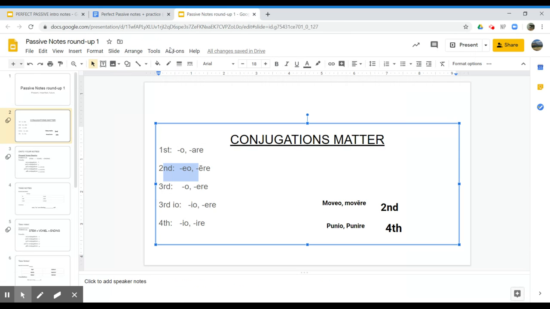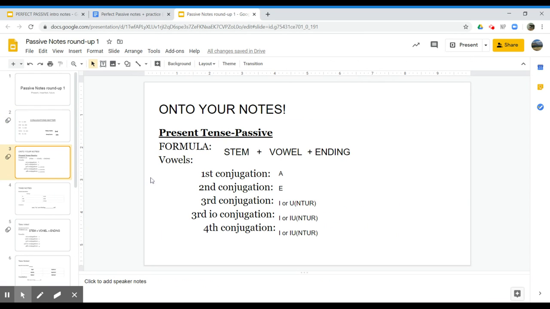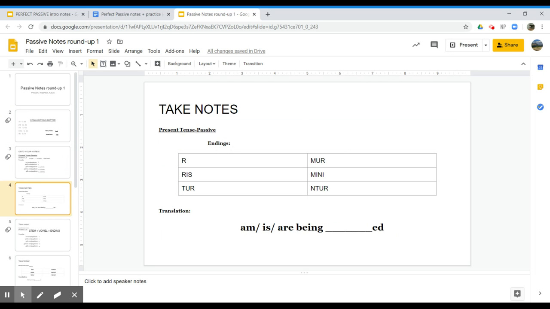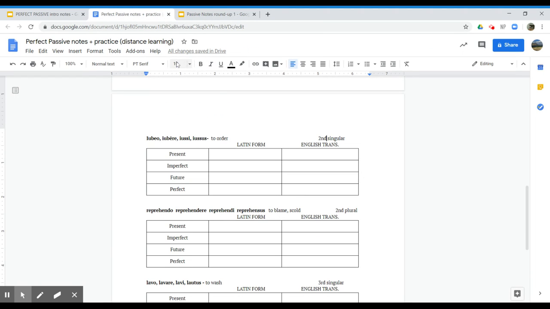So I can go back to my notes here and find that the second conjugation uses an E for a vowel, and the ending is going to typically be RIS, R-I-S. So putting those together, stem, vowel, ending, iuberis. That means second person singular is you are being ordered. Great. Be, being, or been makes something sound passive. Imperfect. Stem, vowel, ending. Iubebaris. You were being ordered.